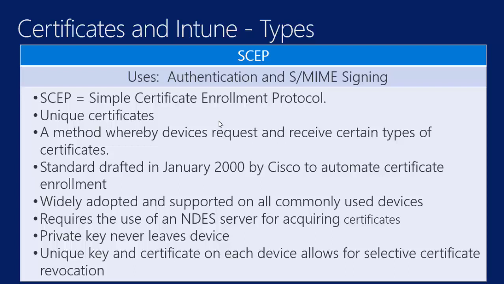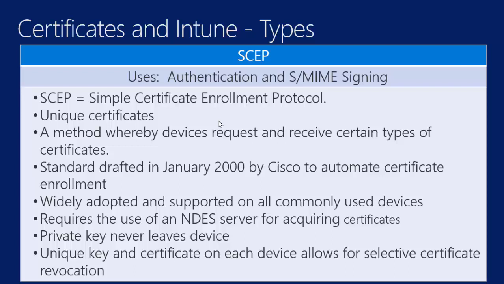This is a known standard, first introduced by Cisco, pretty well understood, widely adopted, and supported. It does require the use of an NDES server for acquiring certificates. An NDES server is a server that sits out there on your network. It could be in your DMZ, it could be on your internal network, depending on your configuration, and interacts with Intune. Intune will request certificates from the NDES server. The NDES server will shuttle that internally or next door, depending on your configuration, to your certificate server, receive the response back, and forward that back to Intune. You'll see it work in just a minute.